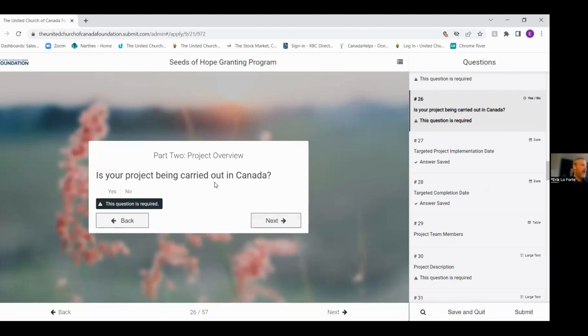Is your project being carried out in Canada? We can only grant funds through Seeds of Hope to projects that are being carried out in Canada. So it is important to know whether this project is or isn't. If it isn't, please reach out to us and we can talk about other options that you may have outside of Seeds of Hope.